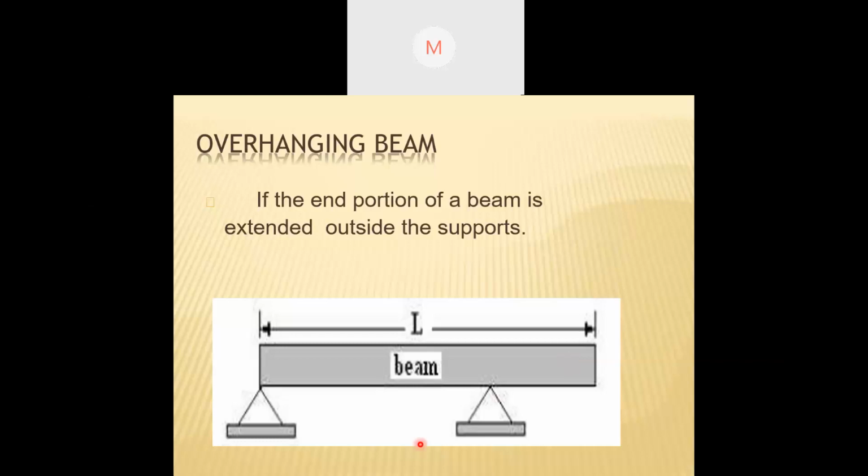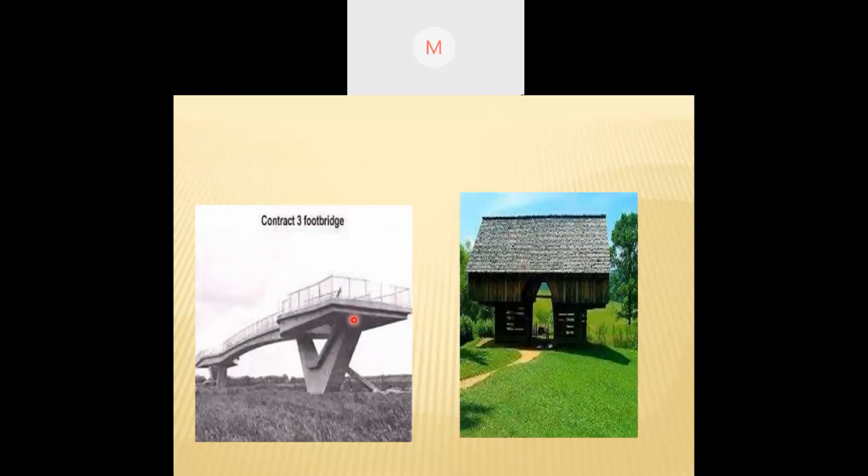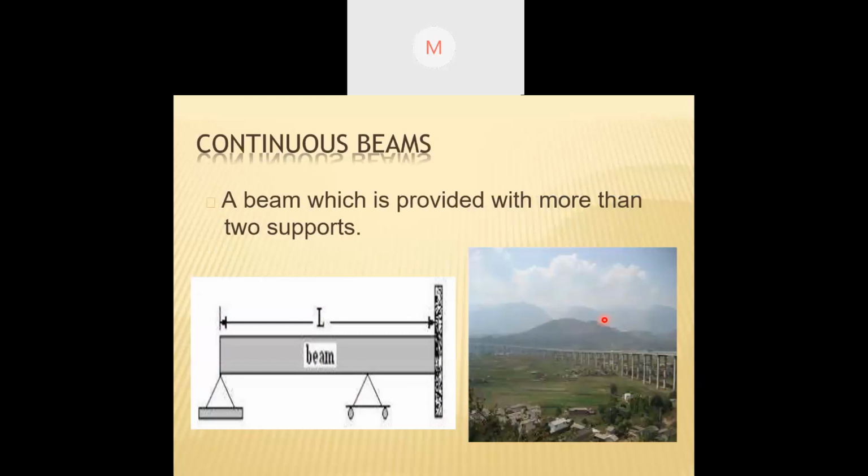Now the next one, look at this. This is a footbridge support. The portion which is projecting outwards, or maybe of this home also, these are overhangings. Now we go to the next one, which is called a continuous beam. In this continuous beam, if you see here, this is a continuous structure, right? Here there are supports 1, 2, 3, 4, multiple supports. So this is basically an example of a continuous beam.